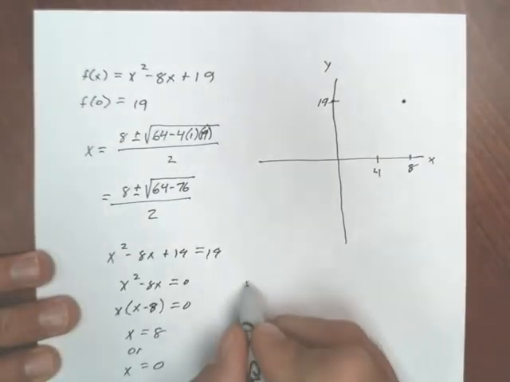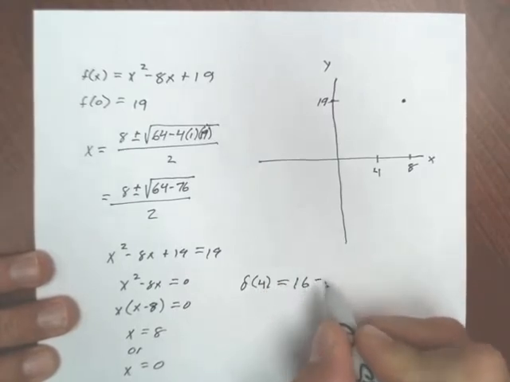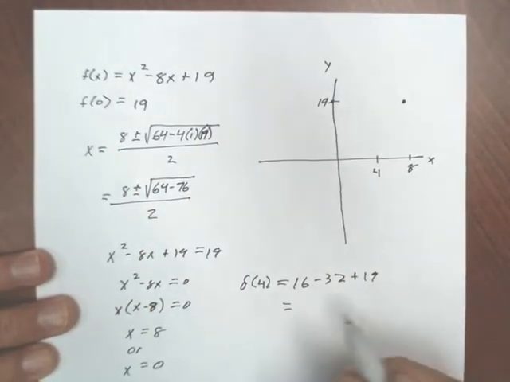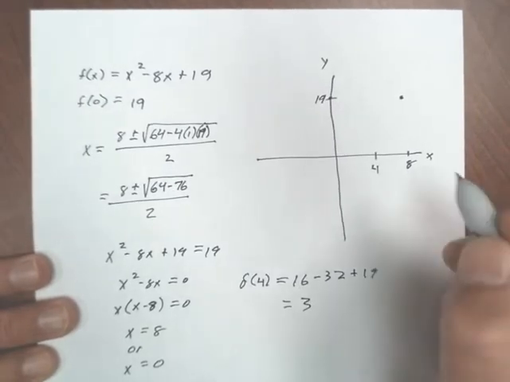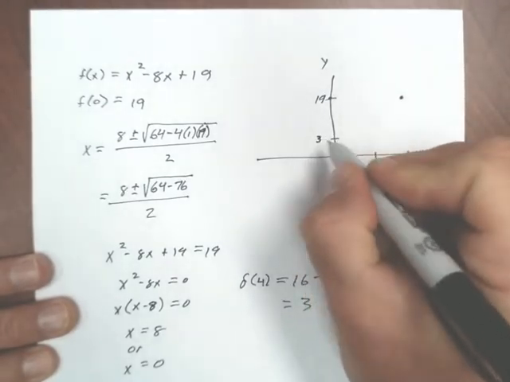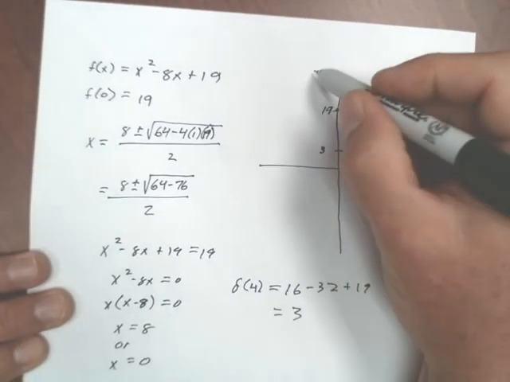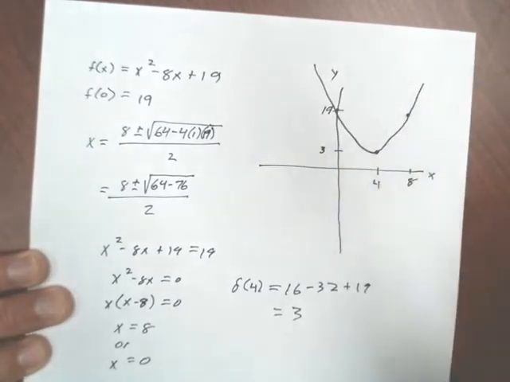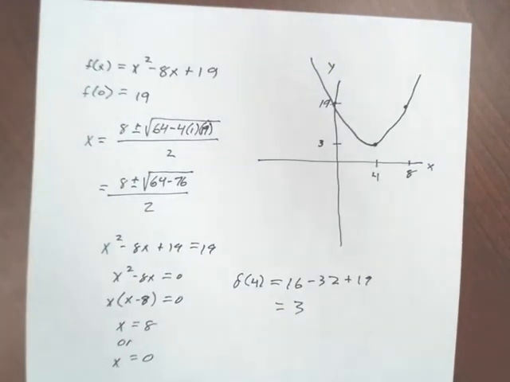Okay, so we plug 4 back into our function, solve for f of 4, which equals 16 minus 4 times 8, which is 32, plus 19. What is that? That is 35 minus 32, that equals 3. So right here at y equals 3, that is our vertex. So this function looks like this. Make sense?